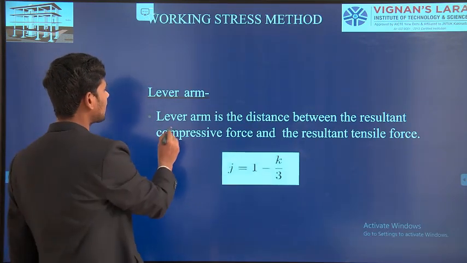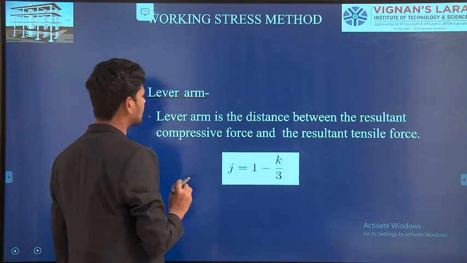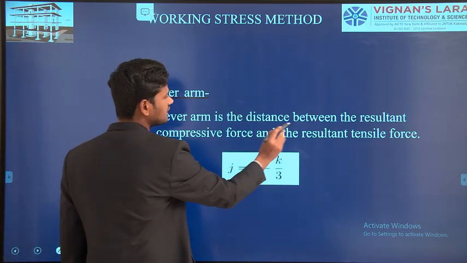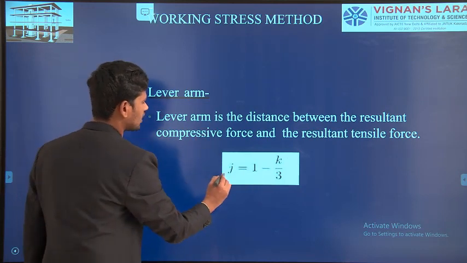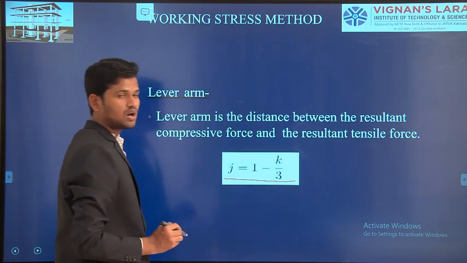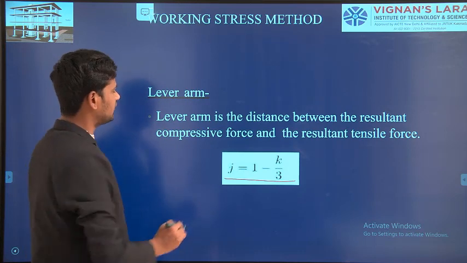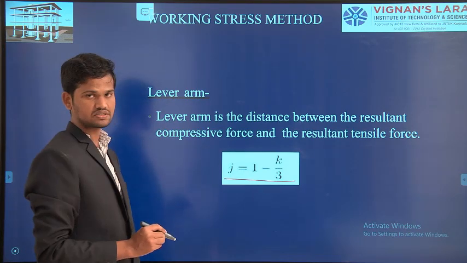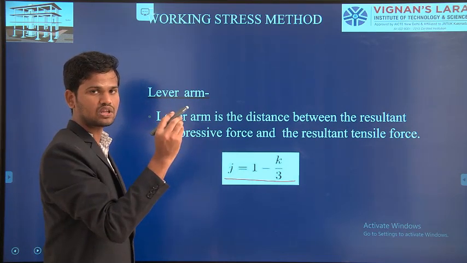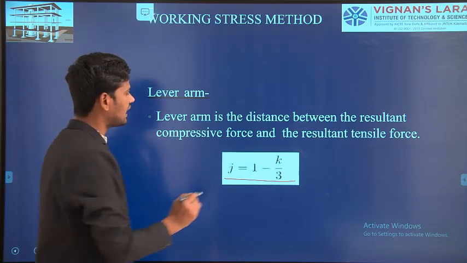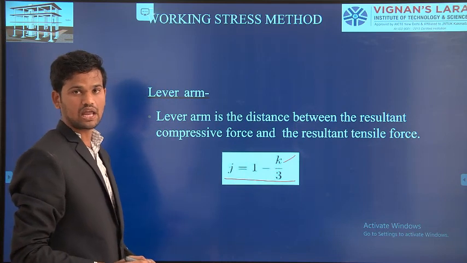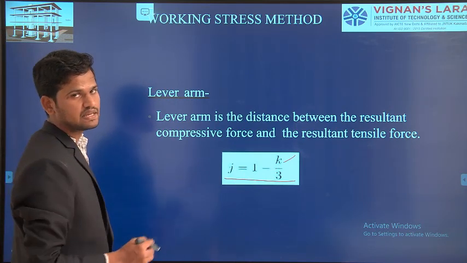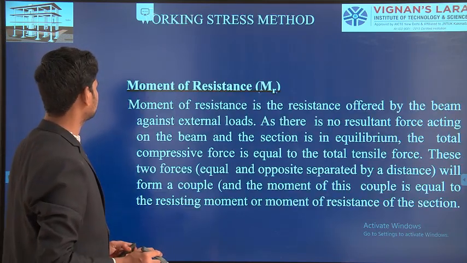You see here, lever arm is the distance between the resultant of compressive force and the resultant of tangential force. For this lever arm, we are using the formula J equals 1 minus K by 3, where J is the lever arm, the distance from the compression fiber to some depth, and K is the neutral axis constant, and 3 is an empirical value we will discuss in limit state of collapse.